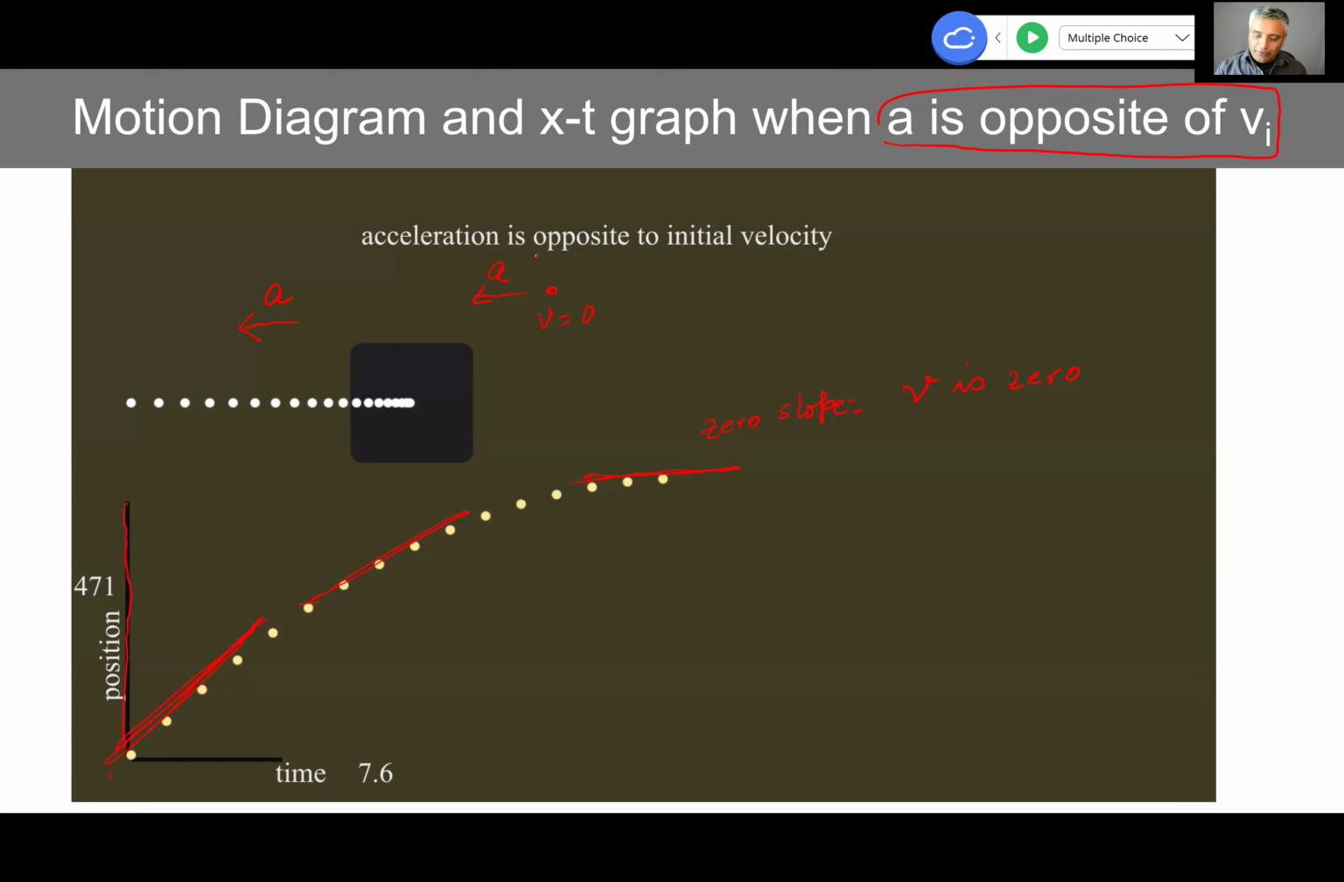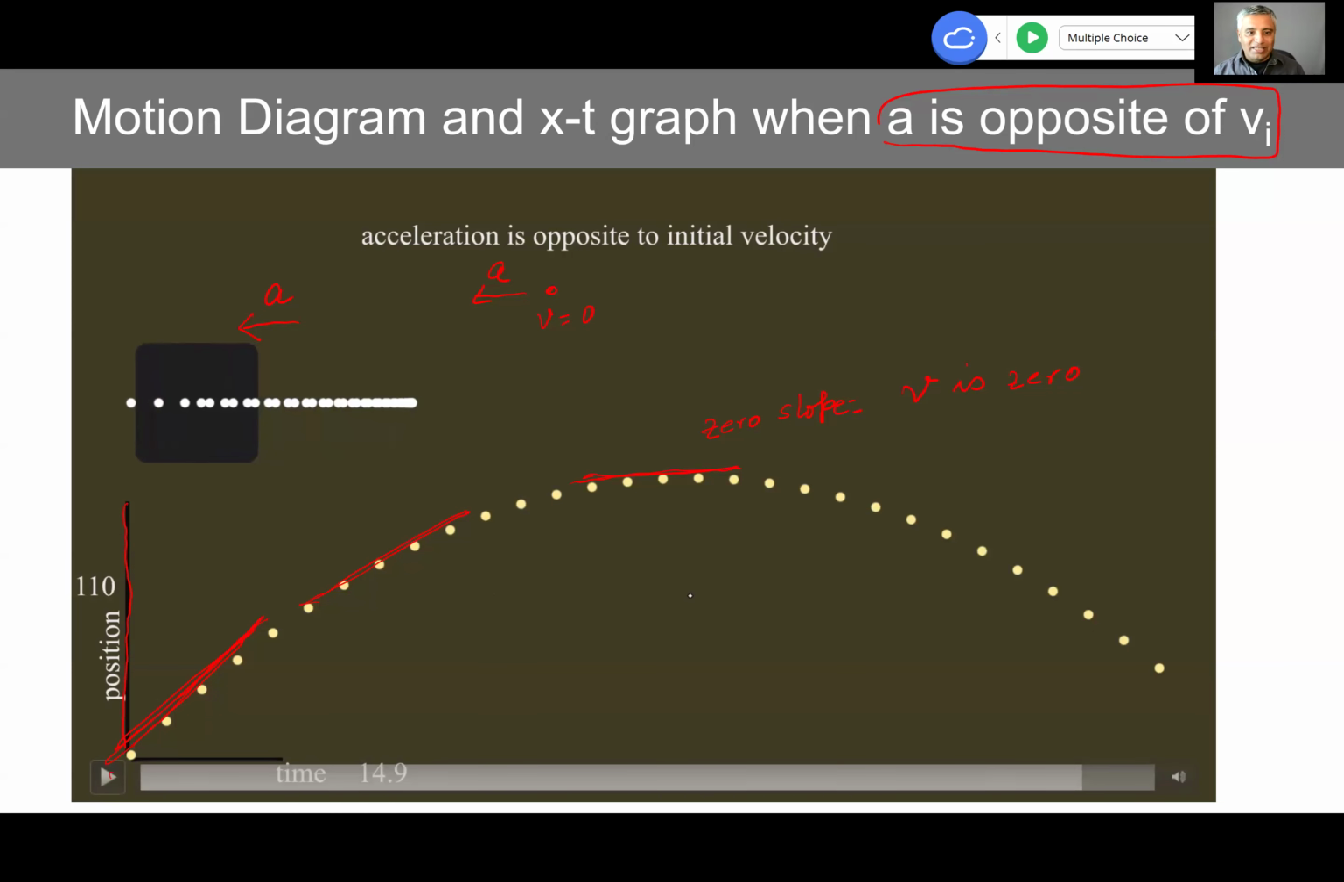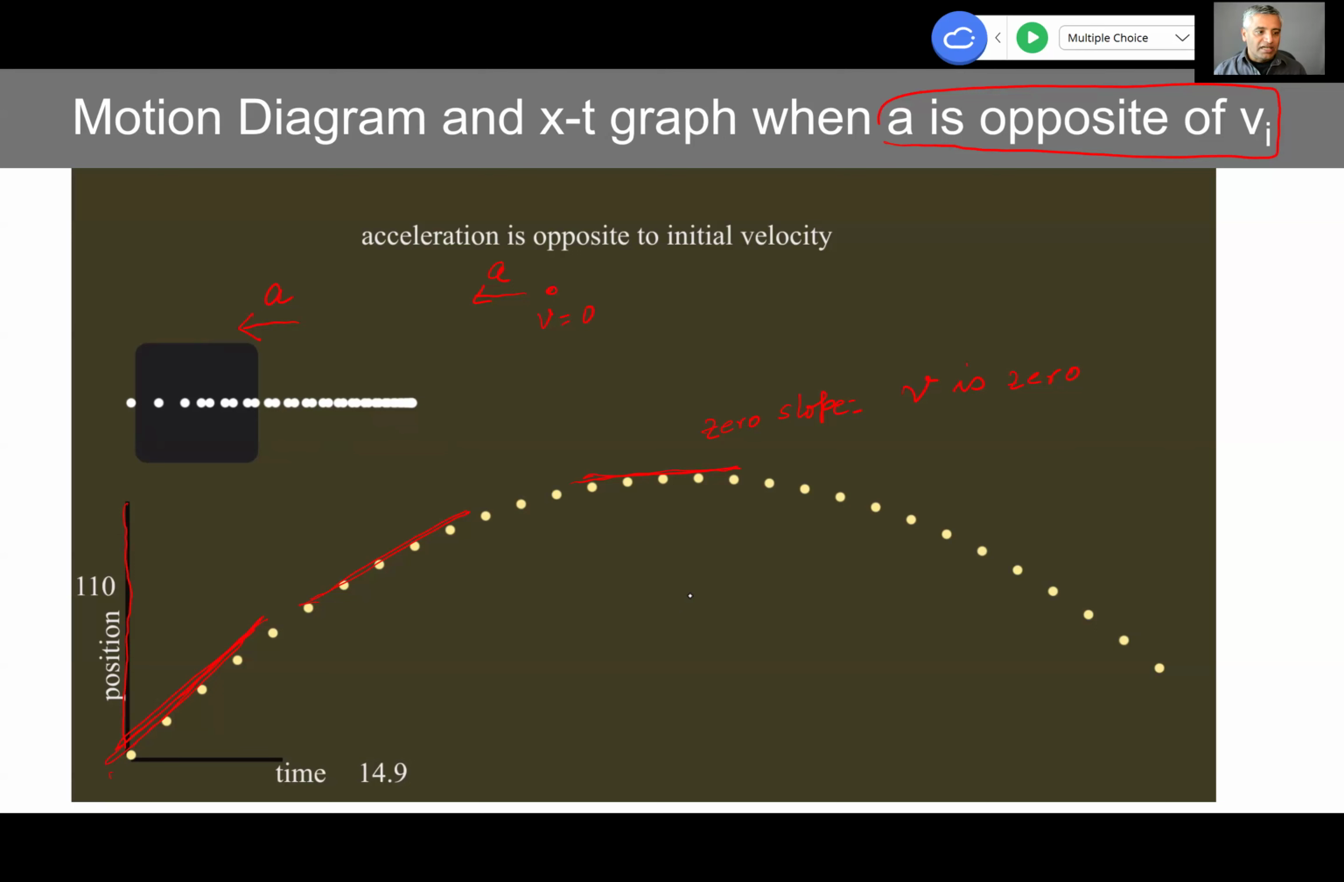And see what this big block does now. So let's look. See, now it starts moving backward. So the direction of acceleration is always the same here, backward. It was opposite to the initial motion. So you see that? That's the position versus time graph.